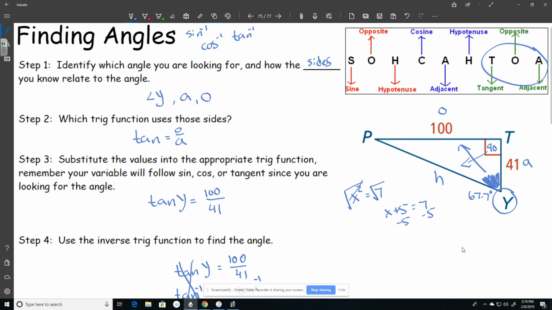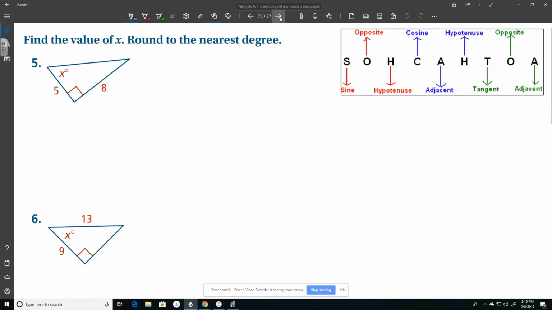Now I have options. If I wanted to find P, I could do the same thing I just did, or I know that angles add up to 180 in a triangle. Well, there's one of my angles. There's another one of my angles. So it would be really easy to figure out P without having to do all of this sine, cosine, tangent stuff. So let's try a few.